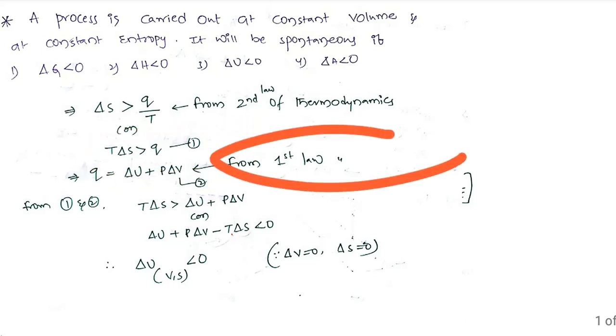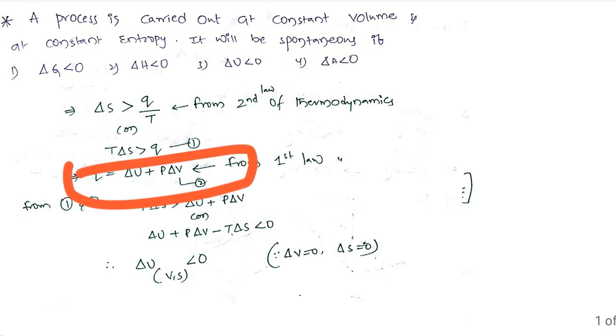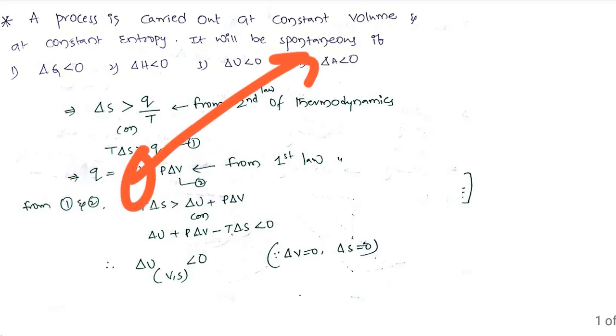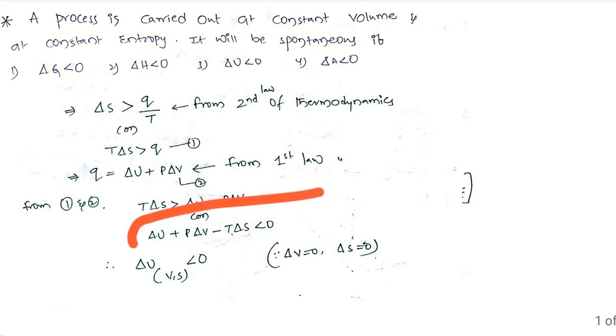Now from the first law of thermodynamics, we know that Q equals ΔU plus PΔV, where ΔU is the internal energy change. Consider it as equation 2. From equations 1 and 2, we can write TΔS is greater than ΔU plus PΔV, or we can also write ΔU plus PΔV minus TΔS is less than 0.